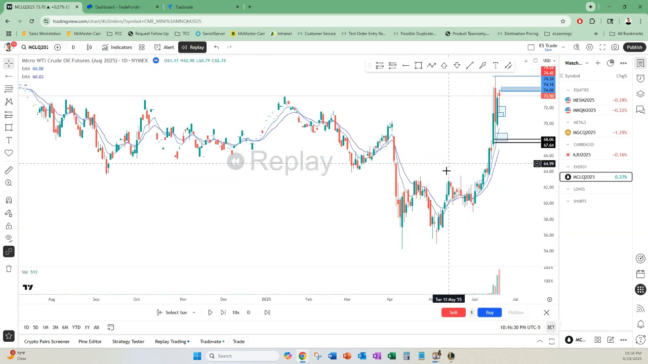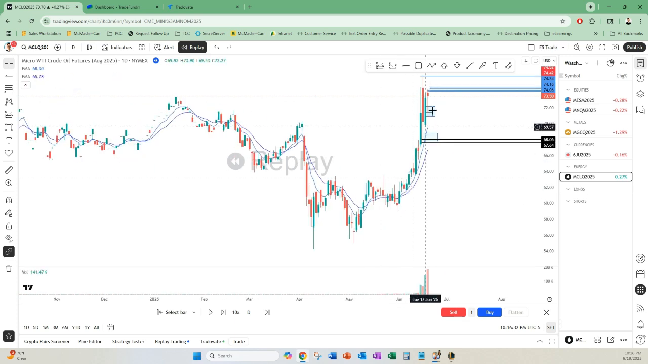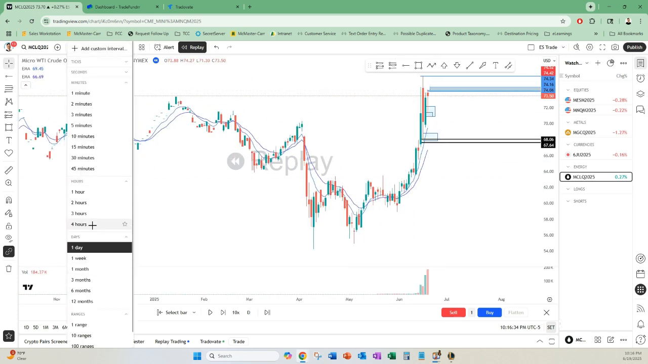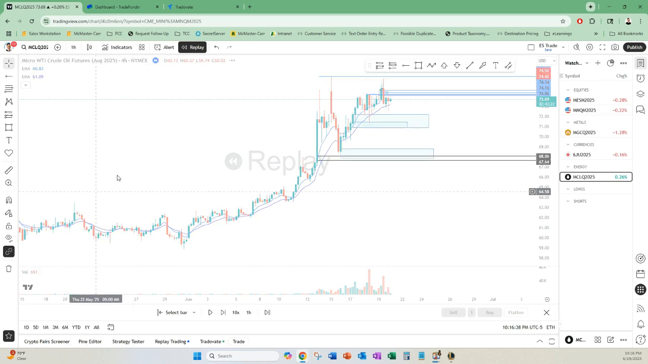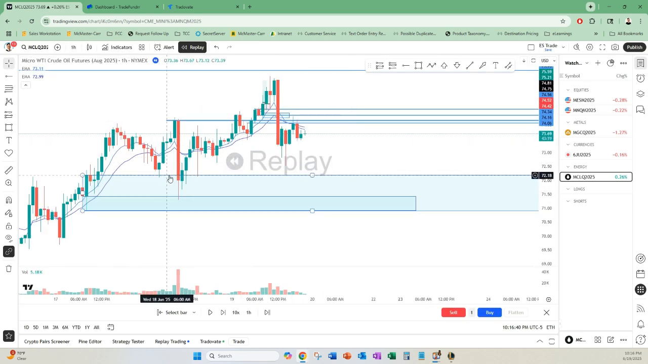Let's go to crude. Clearly in an uptrend. 4-hour time frame uptrend. So long all day. Hourly time frame, this is demand. I called this the other day, but I messed up on the execution, which we saw before, but that's okay.